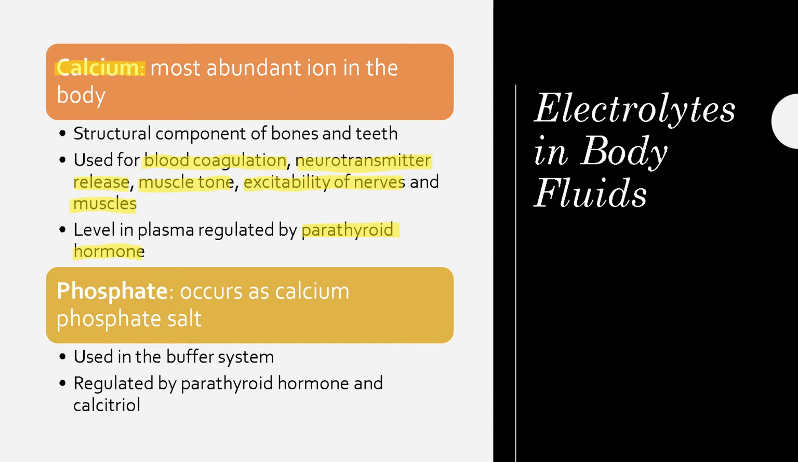About 85% of the phosphate in adults is present in calcium phosphate salts. Now, these are going to be the structural components of bone and teeth. Phosphate is also used as a buffer system, and it's also regulated by the parathyroid hormone and also calcitriol.